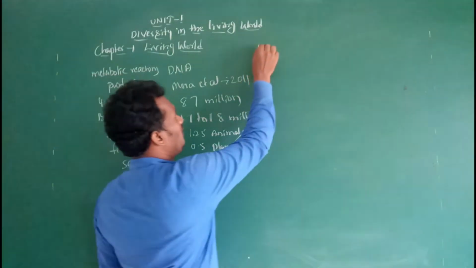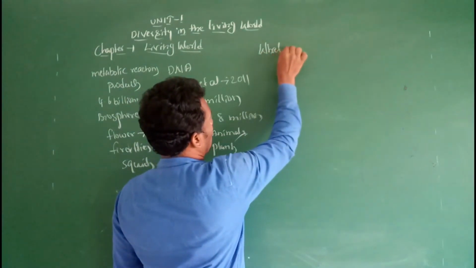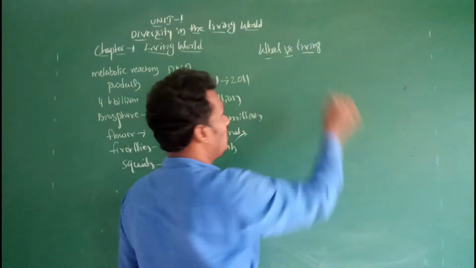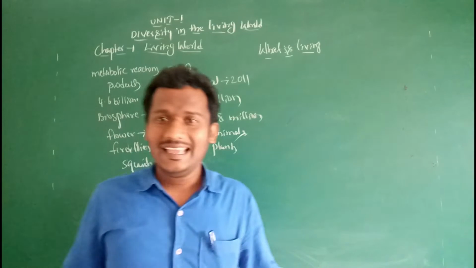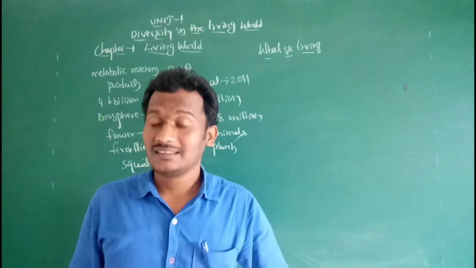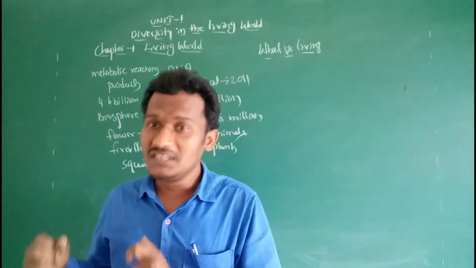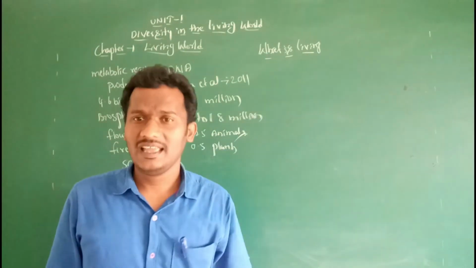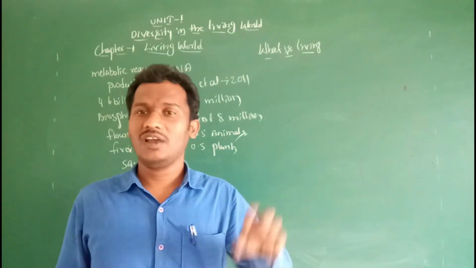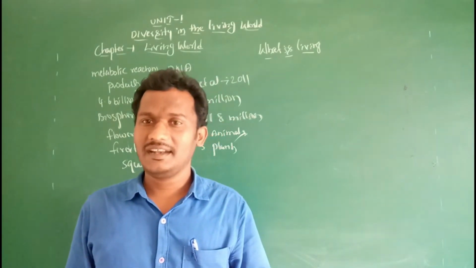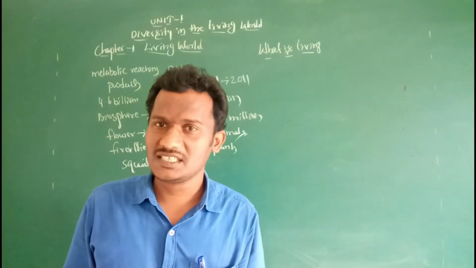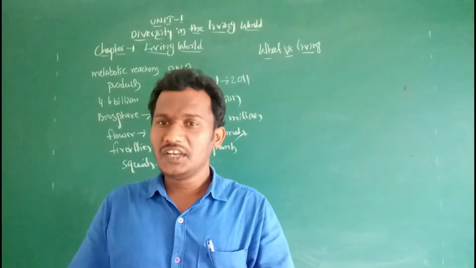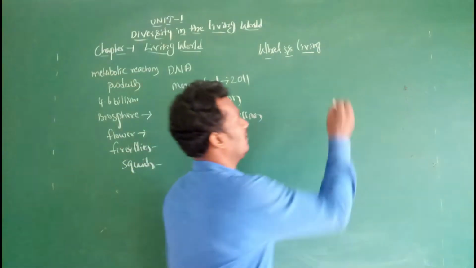So what is living? Living is nothing but an aggregation of molecules. That means a biological entity which expresses unique characteristic features is known as living or life. So life or living means biological entities expressing unique characteristic features. This is known as living, nothing but attributes of living organisms.